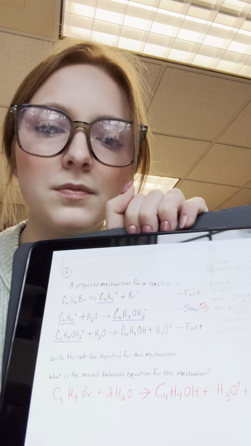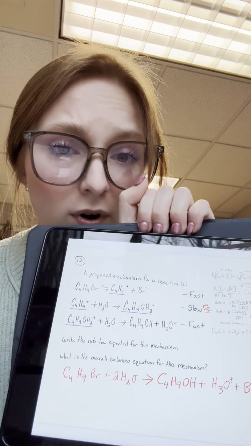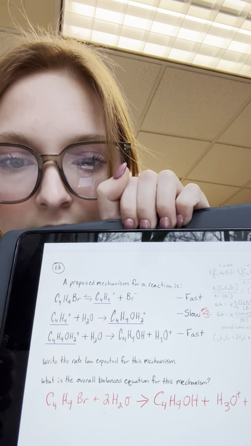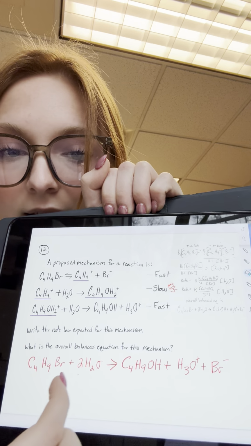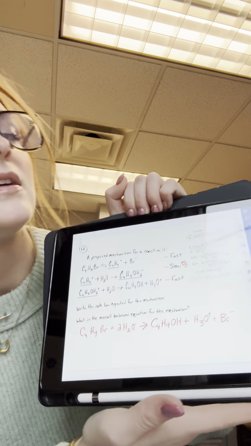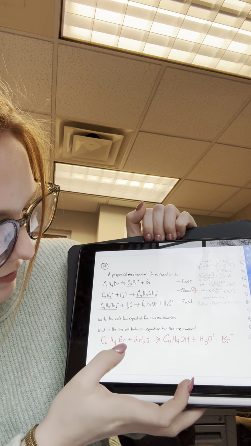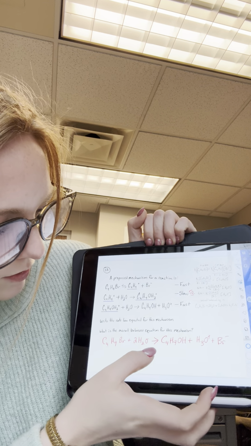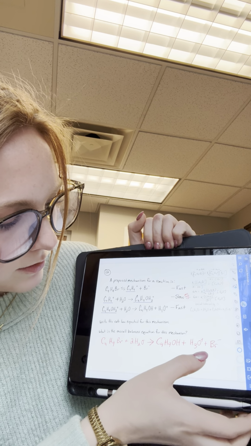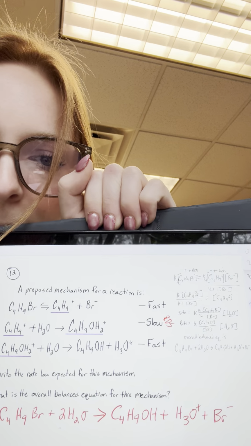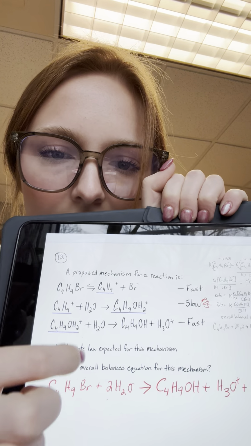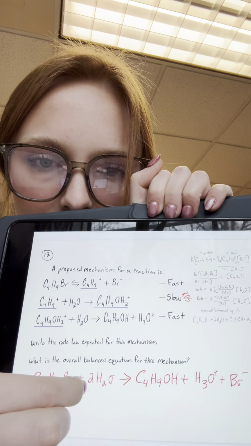So then you're going to go through. I write RDS so I know where it's at so I don't lose my place, and I cancel out the intermediates. And then what I always do first is, like I said, I write the equation out. So then I know this. It's hard to read backwards, but C4H9Br plus 2H2O turns into C4H9OH plus H3O plus Br negative. And like I said, you just swipe off those intermediates and then you pull down. Since there's 2 H2Os, it'd be 2H2O.